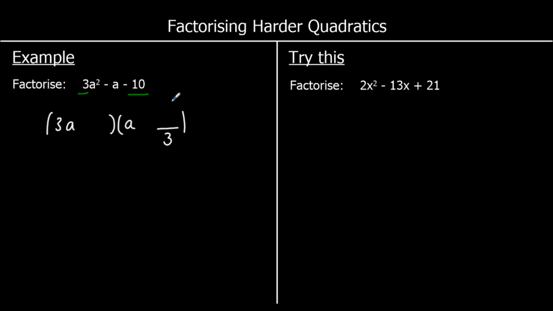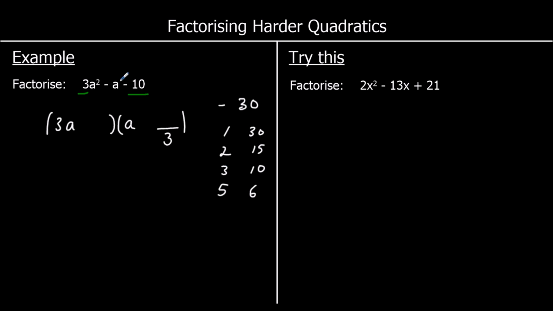So 3 times negative 10 is negative 30. I'll put the negative there just in case we need to know that it's negative. And we look at the factors of 30. So 1 30, 2 15s, 3 10s. It's not in the 4 times table, and it's 5 6s.